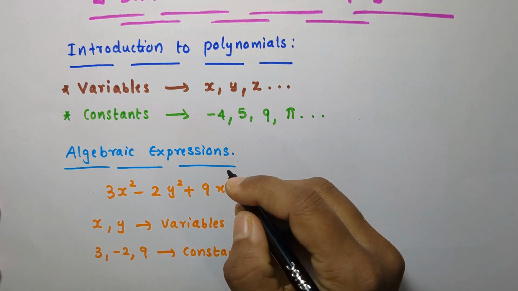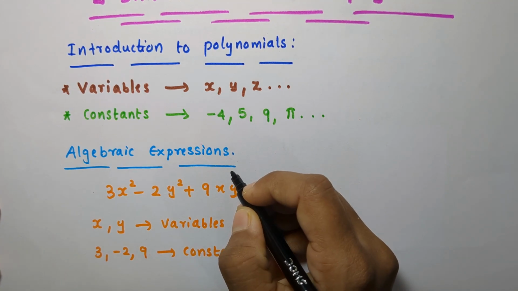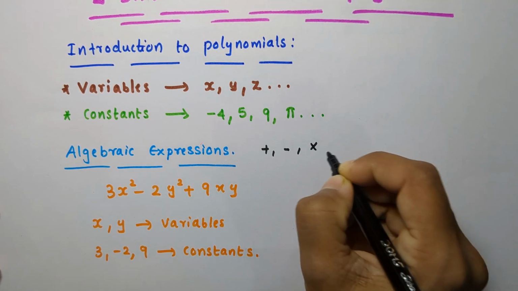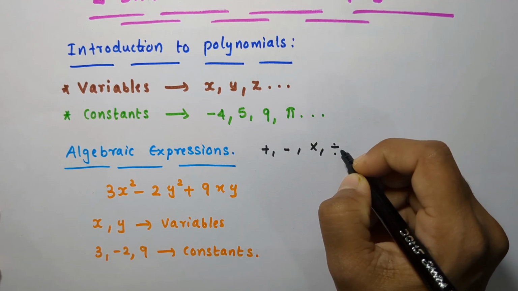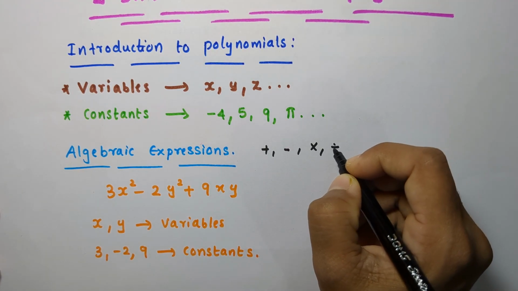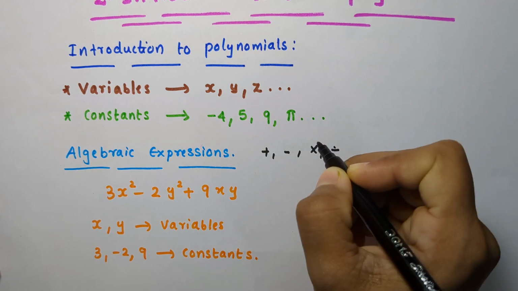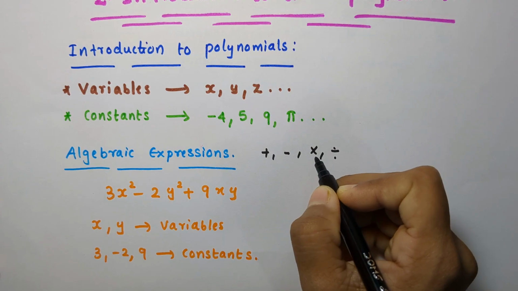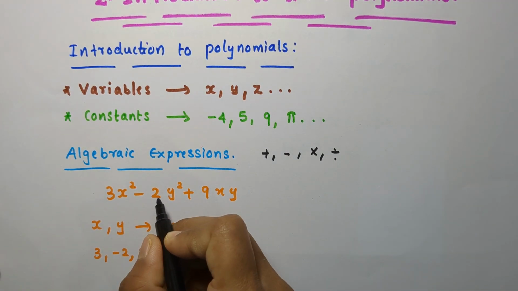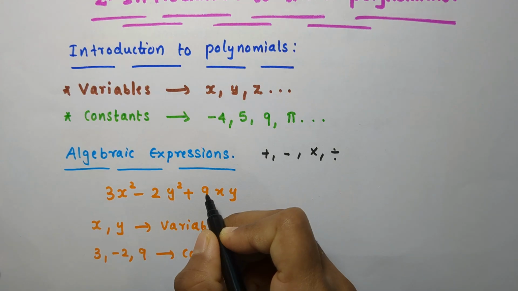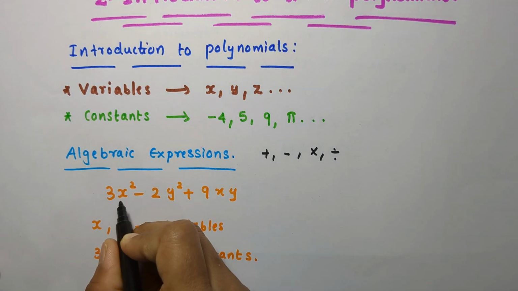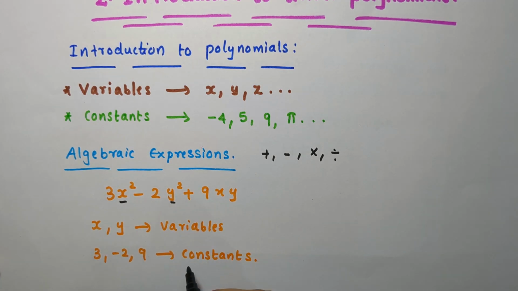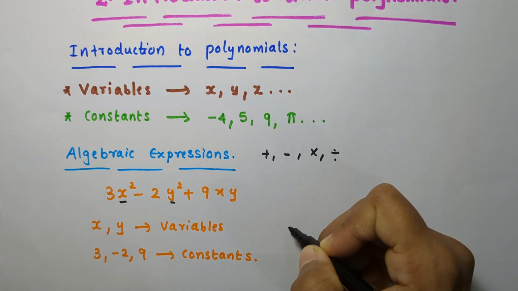Now let us see what is meant by algebraic expressions. A combination of constants and variables connected by the four fundamental arithmetical operations, plus, minus, multiplication and division, is called an algebraic expression. For example, 3x square minus 2y square plus 9xy is an algebraic expression where x and y are variables and 3, minus 2, 9 are the constants here.